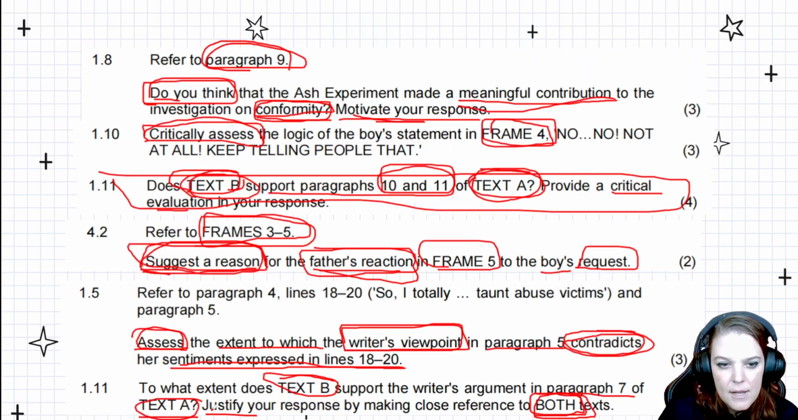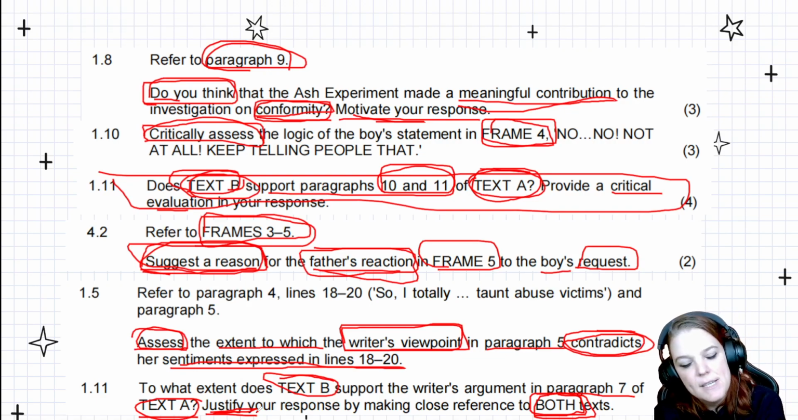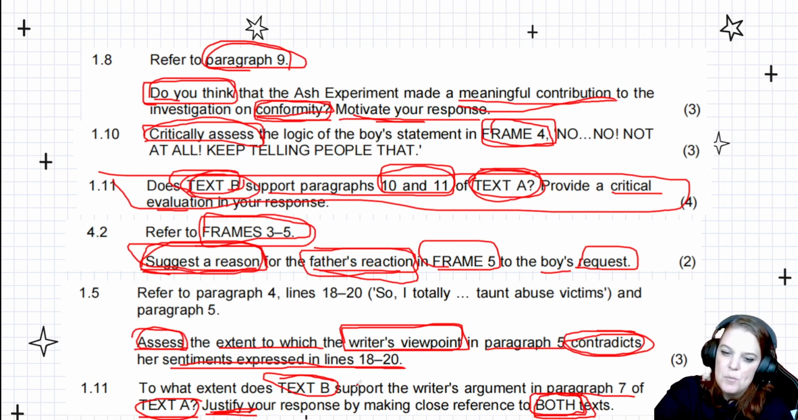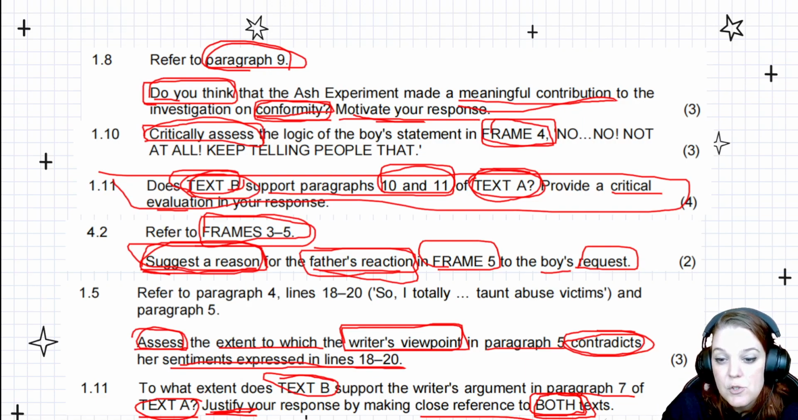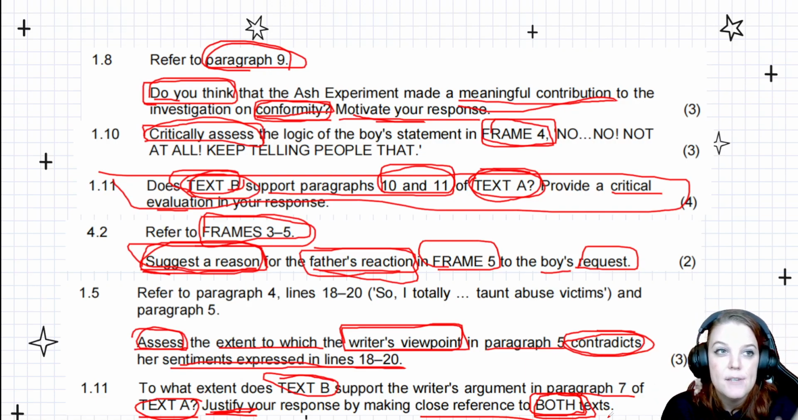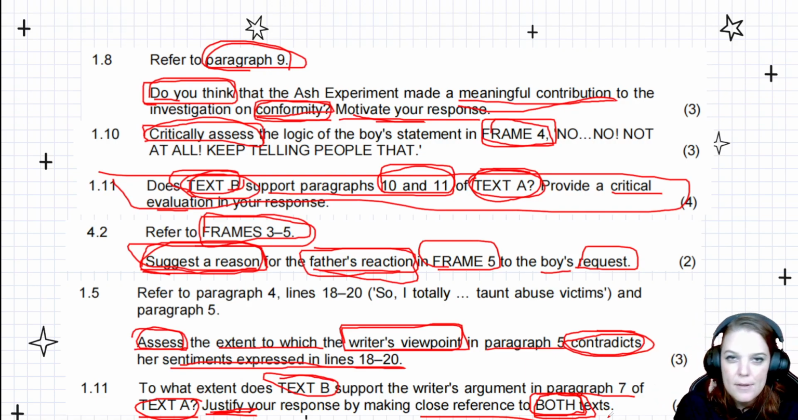Okay, so if you're saying butterflies are beautiful, we have to say what in text A or what in text B makes us think that butterflies are beautiful. Here it says close reference to both texts. So if we were using the butterfly example, you have to say butterflies are beautiful because in text A, blah, blah, blah, text B, blah, blah, blah. Hopefully some of that made sense.